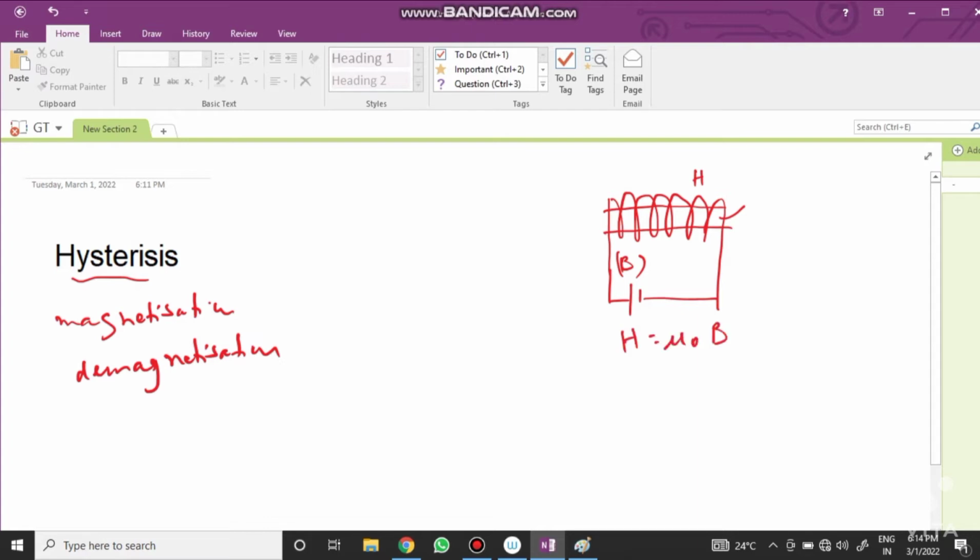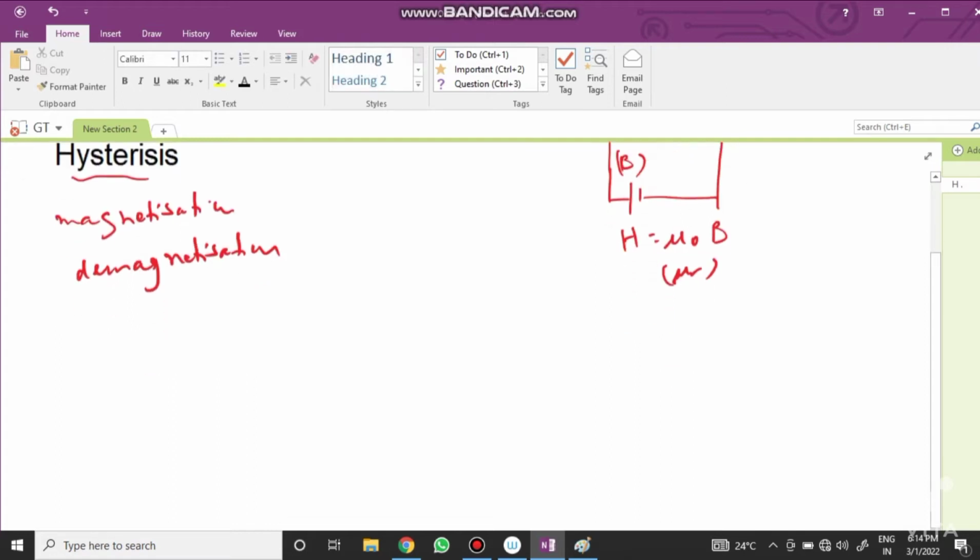Suppose this is hollow inside and only air is there. If some other medium is there, we have to take that particular medium's relative value. We have to multiply this with mu r just in case some other medium is there. So here what they do is, we'll plot a graph between B versus H.